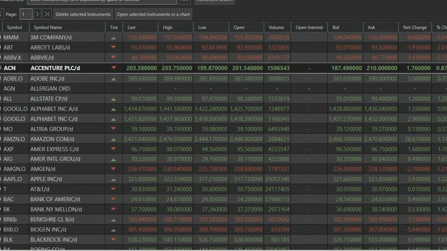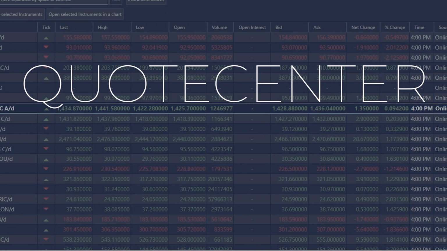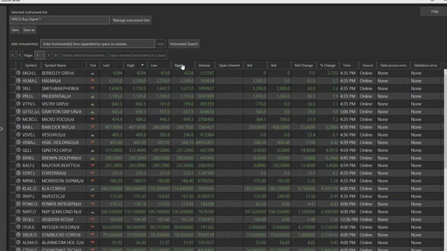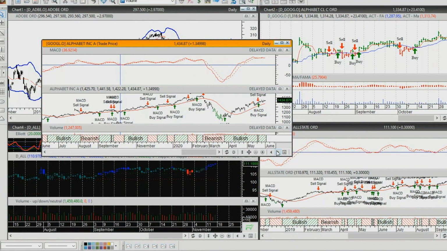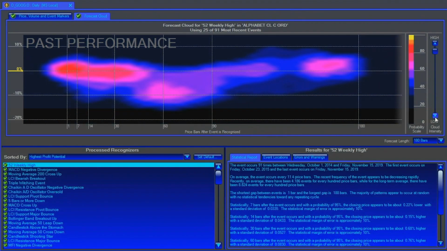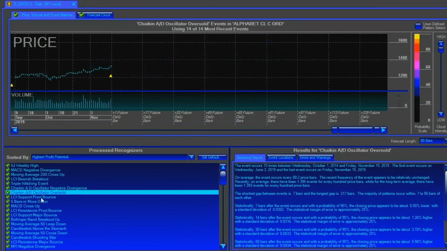You can easily manage and monitor the securities you are interested in with Quote Center. Quote Center lets you sort on a variety of criteria to view the data that's important to you. Then just double-click on a security if you want to see its chart. With the MetaStock Forecaster, you can even take advantage of patented technology to view probable future prices.